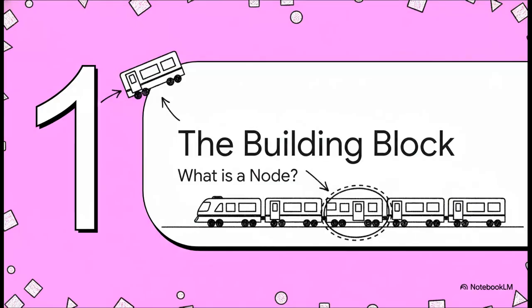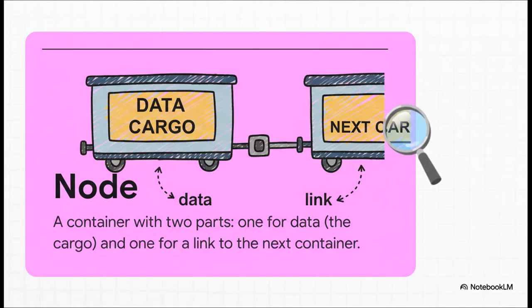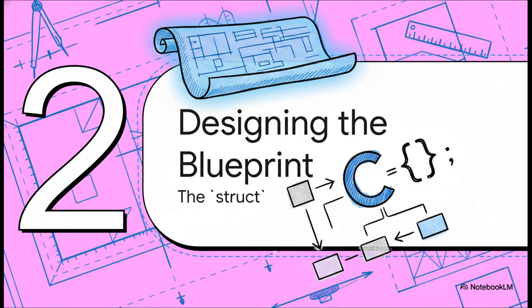So what exactly is a node? The best way to think about it is like a single car on a freight train. Think about it. Every single car on that train has two things that really matter. First, it has a space to hold stuff. That's the cargo, right? For us, that's our data. And second, it has a coupler on the back to hook up to the next car. That coupler, that's our link. And that's it. Seriously, it's just a piece of data and a link. That's a node.